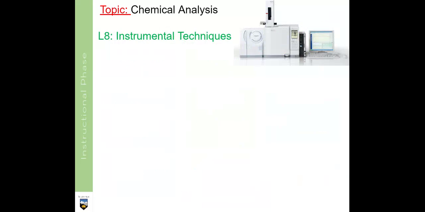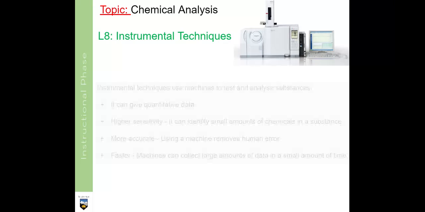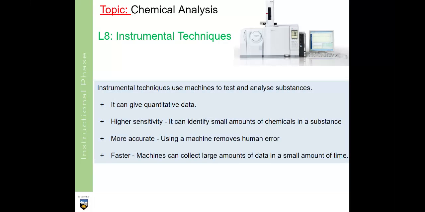So finally, in lesson 8, last lesson, we looked at instrumental techniques used in chemical analysis. Instrumental techniques are techniques that use machines to test and analyze substances. Now, they are much more favorable in terms of the results and the data that they give, because they can give quantitative data that is quantifiable. It can give you measurements, for example, of concentration.